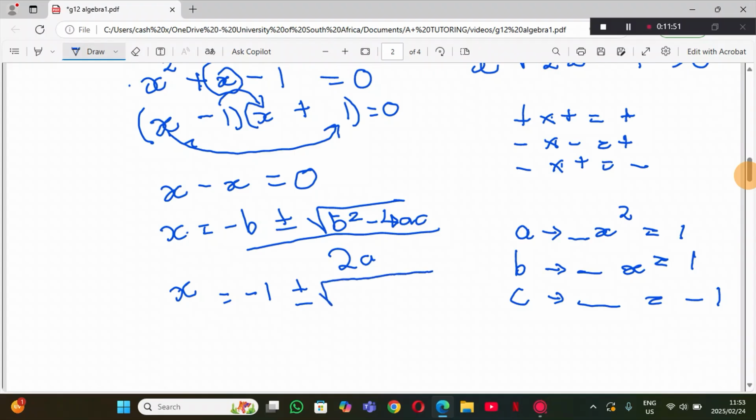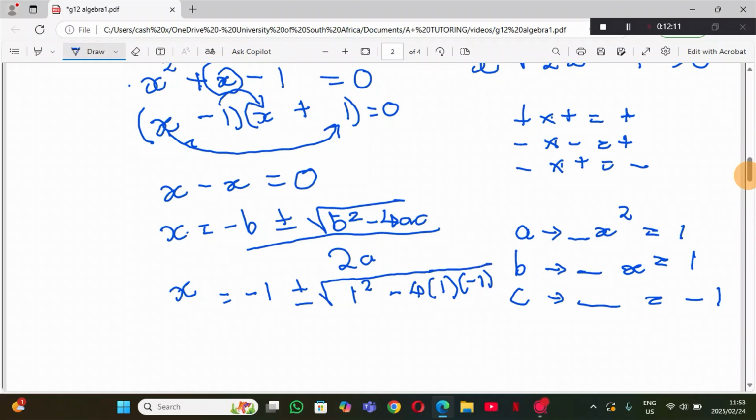Why do we have plus minus? Is because we have two x's in the quadratic, right? So one is going to be given by the plus and then the other by the minus. Okay, into b squared, which is 1, meaning 1 squared, minus 4. Our a is 1, our c is minus 1.